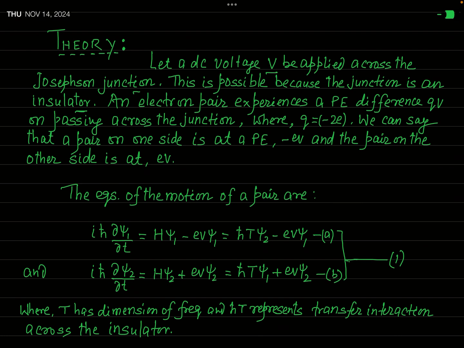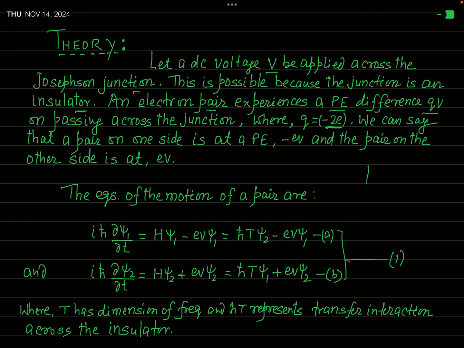Okay. Now, an electron pair, that is the Cooper pair, experiences a potential energy difference of QV on passing across the junction. But you know Q is equal to minus 2E, because the charge of one electron is minus E, so the charge of the Cooper pair will be minus 2E. Okay.